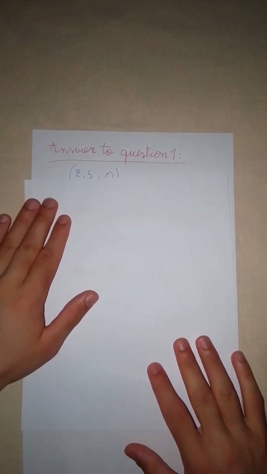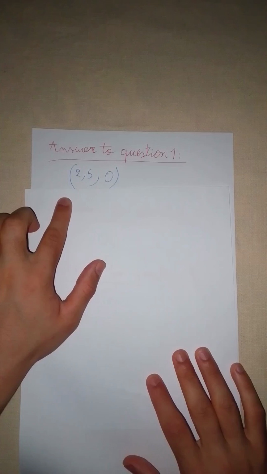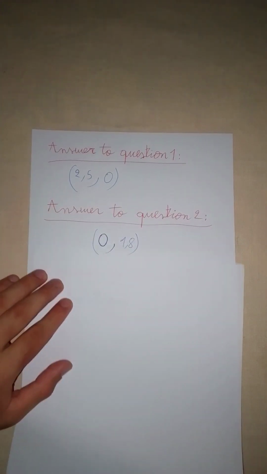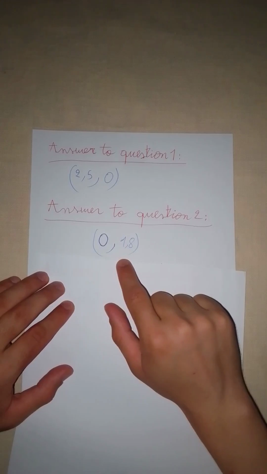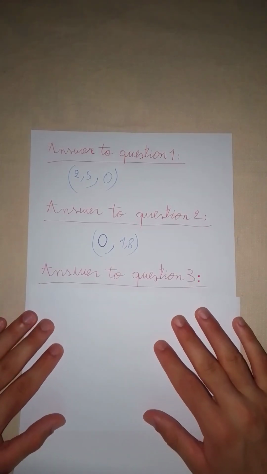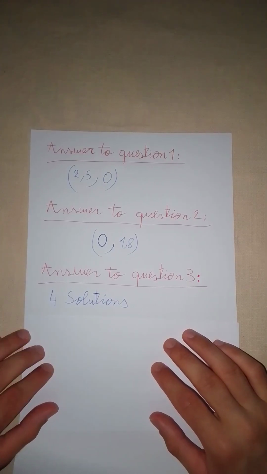So, for the answers. Answer to question 1. The point (2, 0) is the x-intercept. Answer to question 2. The point (0, 1) is the y-intercept. Answer to question 3. The equation has 4 solutions because the graphs intersect at 4 points and every intersection is a solution. So we have 4 total solutions.